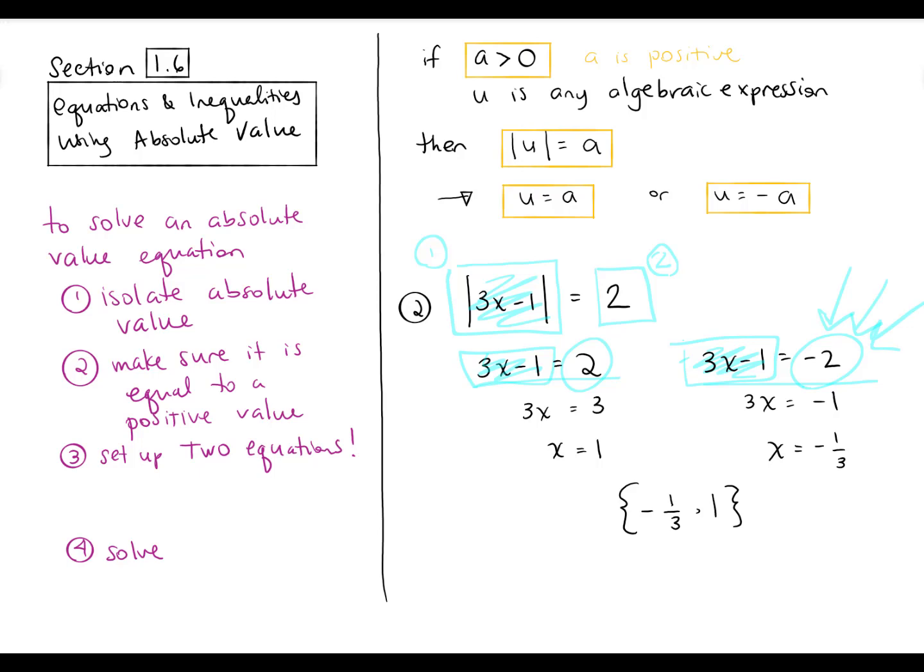Let me write them here in code. The first equation is equal to A, and the second equation is equal to negative A. Alright, and then we're going to continue with solving, and as you solve, you can have 2 solutions and you put them in set notation. So those are the steps you're going to follow.